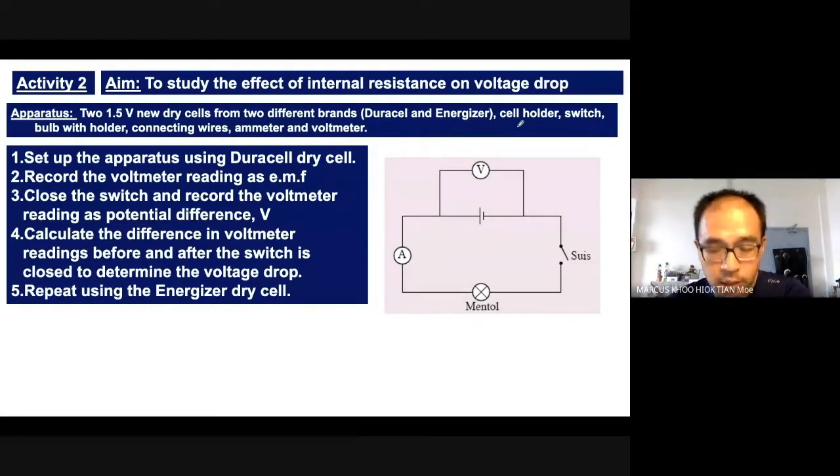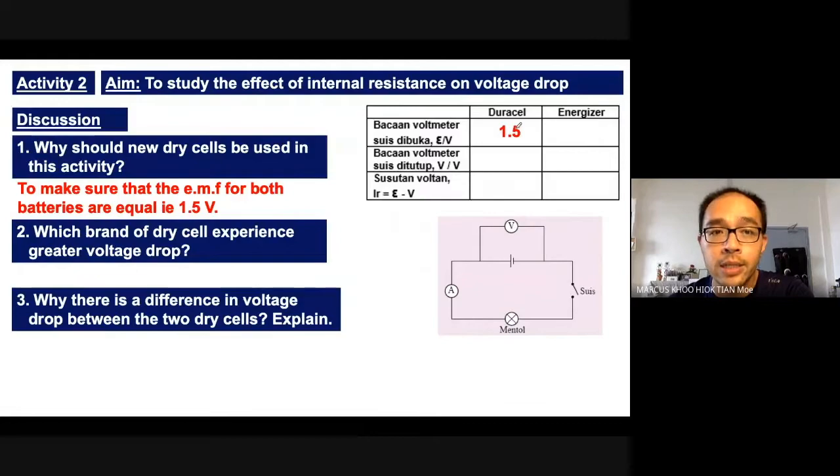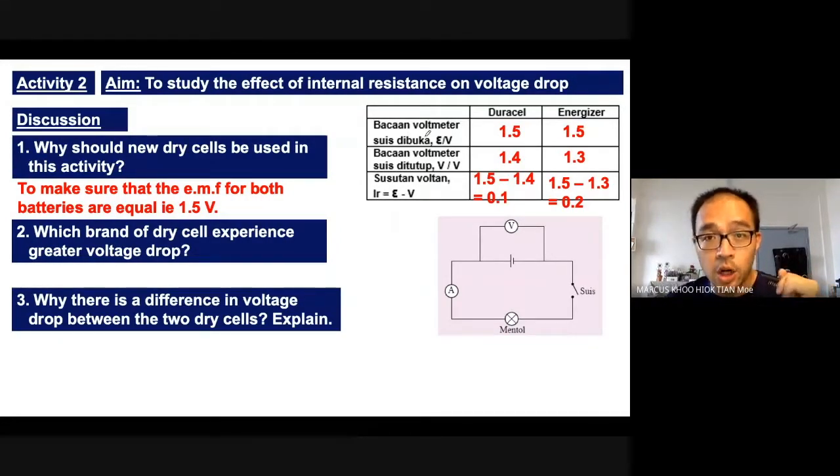So those of you who want the activity 2 reading, this is the reading. Before the switch is closed, the Duracell is 1.5 and the Energizer is 1.5. When you close the switch, we find that the Duracell voltmeter reading is 1.4 and the Energizer is 1.3. How I wish we were in school to do all this, but unfortunately we have to do it online. So there is a voltage drop of 0.1 and a voltage drop of 0.2.